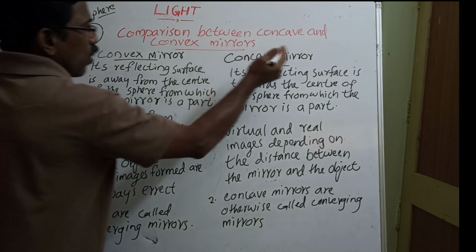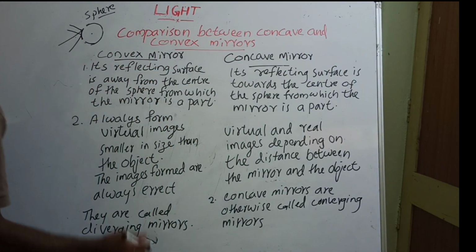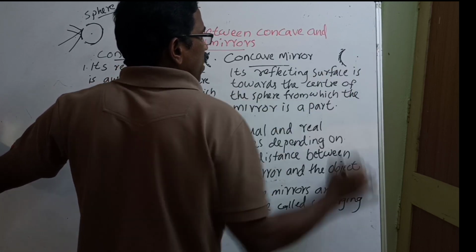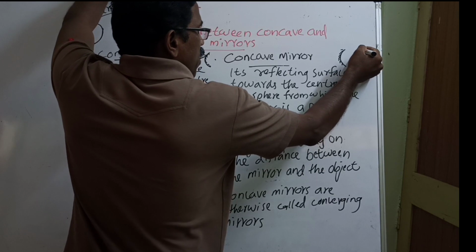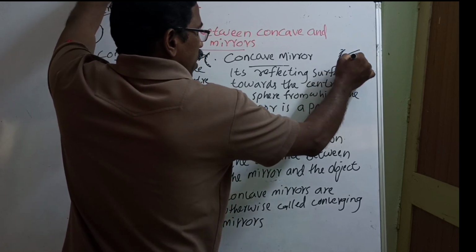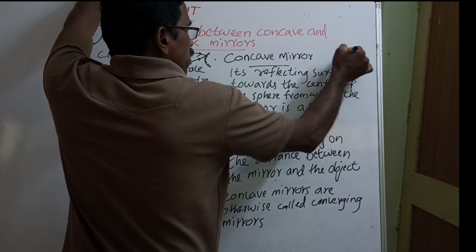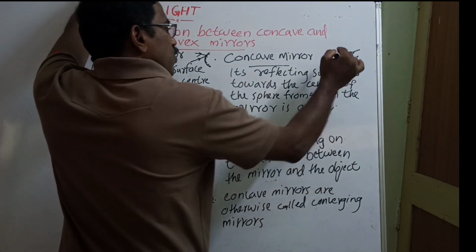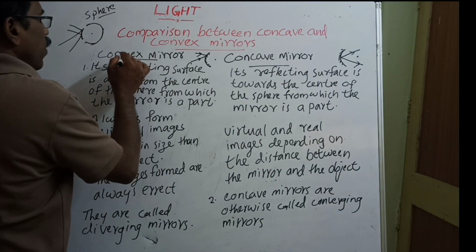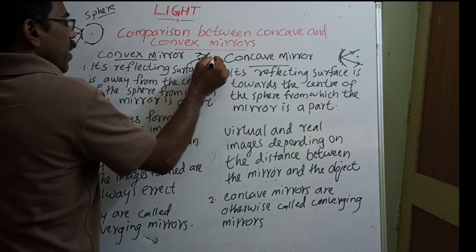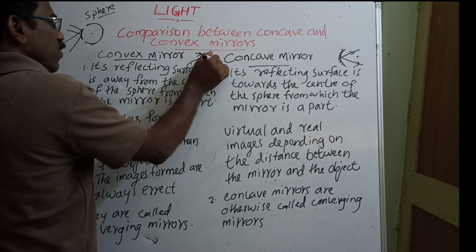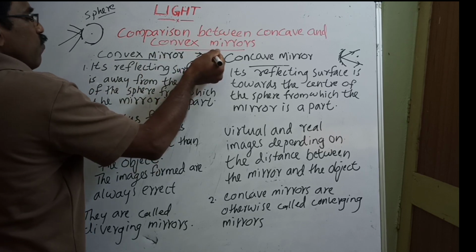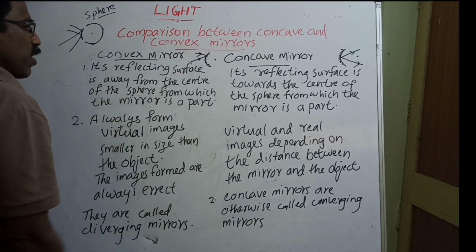So take the case of a concave mirror. You have seen a concave mirror. This is the center, and this is the reflecting surface. Light falls here and gets reflected back. So you can see this reflecting surface is towards the center of the sphere of which it is a part. But in the case of a convex mirror, the reflecting surface is away from the center of the sphere from which it is formed.